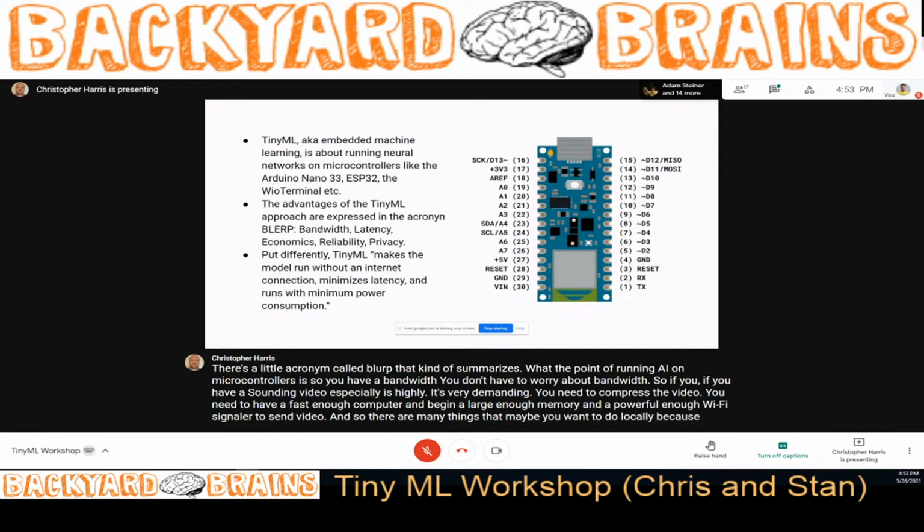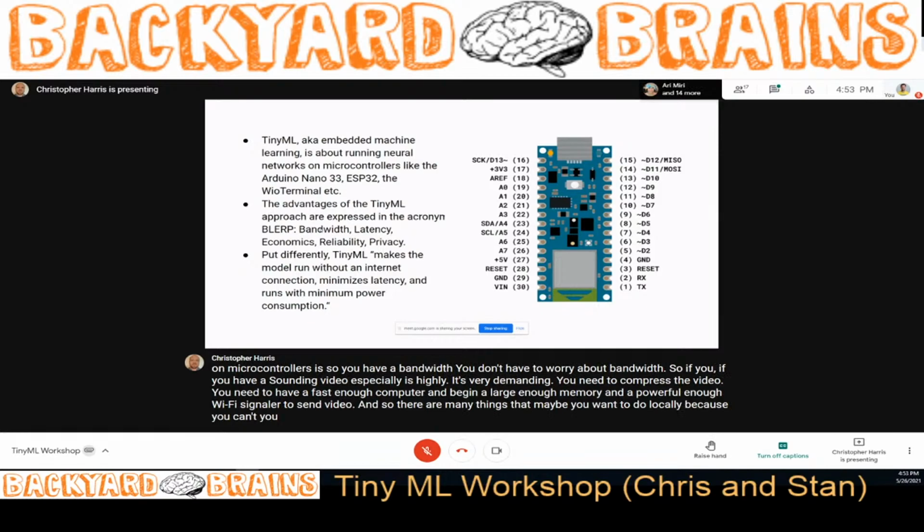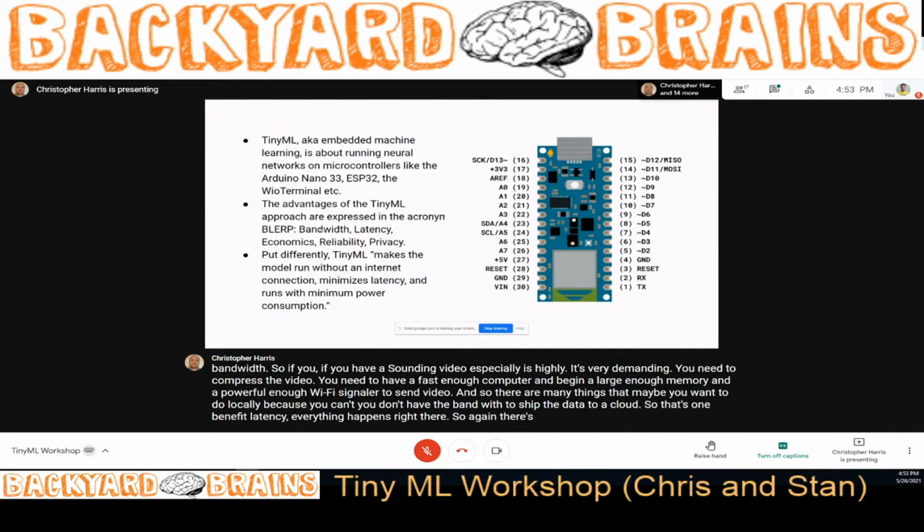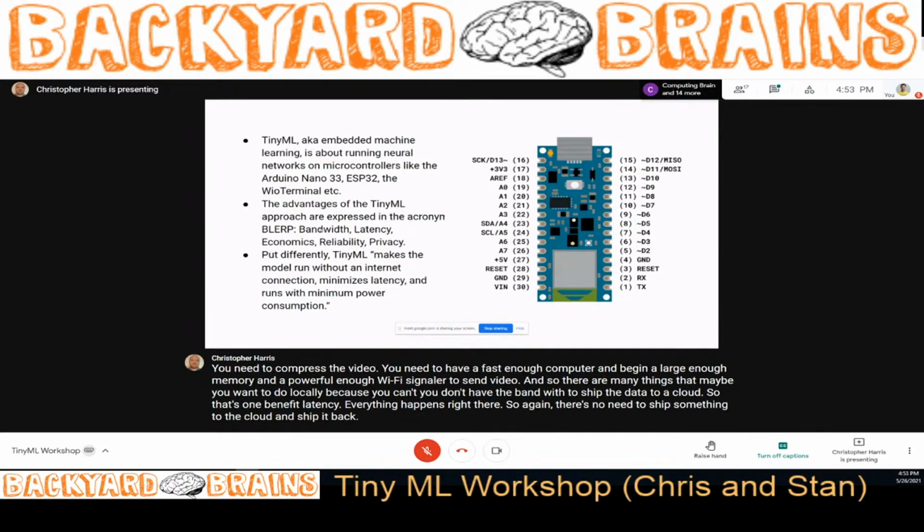So that's one benefit. Latency, everything happens right there. Again, there's no need to ship something to the cloud and ship it back. Economics, these things are cheaper than doing this on your phone. Reliability, you don't have to worry about Wi-Fi crashing.